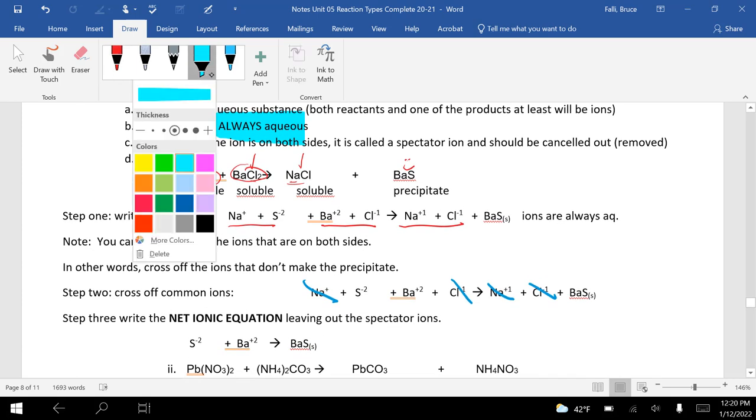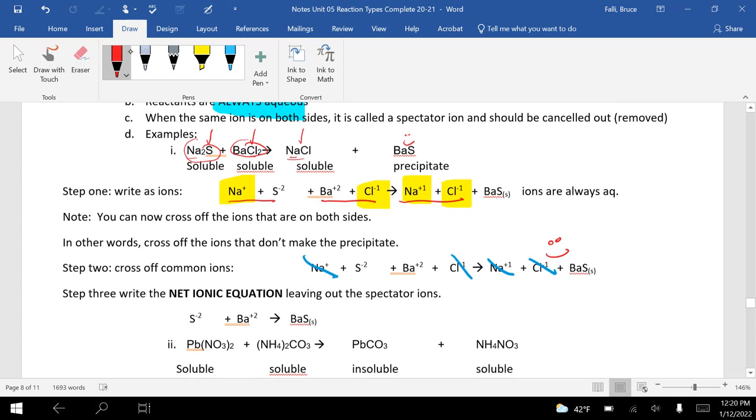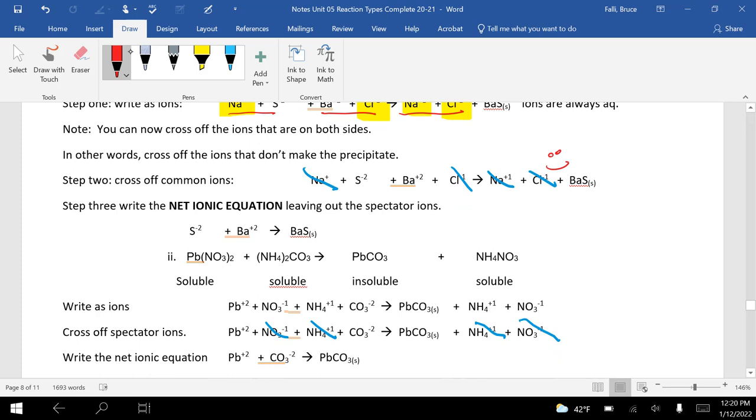Now you can cross off the ions that are on both sides. So I'm going to look, we'll change to happy yellow. When I look, do you see I got Na on both sides? And I got Cl on both sides? So I canceled those guys out, right? And all I have left is S negative 2, Ba plus 2, BaS. Okay? Step 3 is write the net ionic equation. This ion plus this ion yields this precipitate. This ion, this ion, this precipitate. That's it. Okay? Now, you can see some shortcuts that will come on, and we'll talk about those in class.